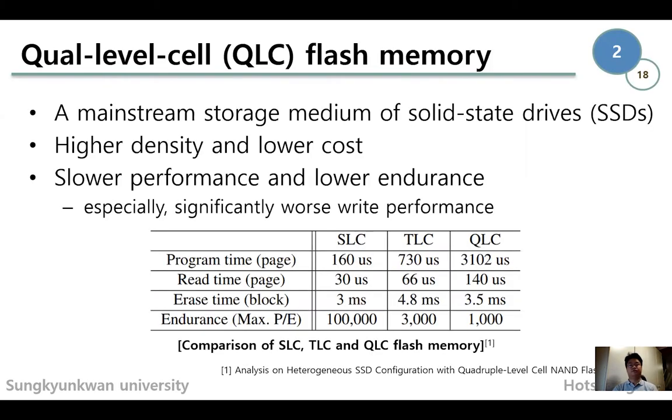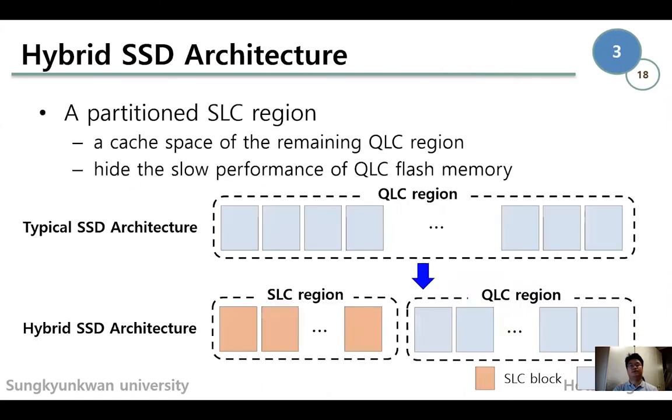Nowadays, high-density flash memory is becoming the mainstream storage of SSDs. It has a higher density and lower cost compared to previous flash memory. However, it has slower performance and lower endurance than its previous generation memories.